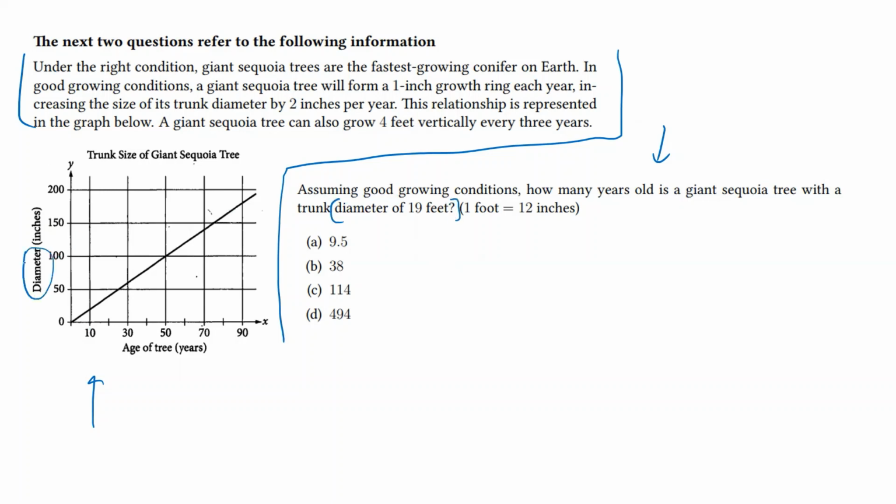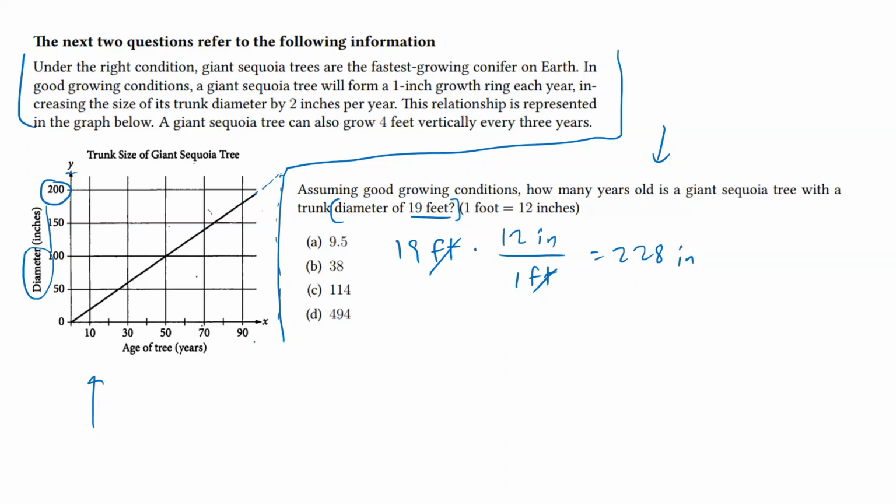Notice it gives the y-axis measurement. The units of the y-axis are in inches, and we have feet, so we first convert that. 19 feet converted to inches. We multiply by the unit conversion 12 inches over 1 foot, cancel the feet, and multiply 19 times 12, which is 228. Notice that the graph only goes up to 200, but 228 is pretty close, somewhere about here. Notice that the line is going to only go up to about there.